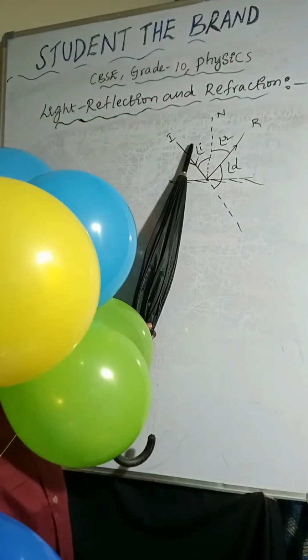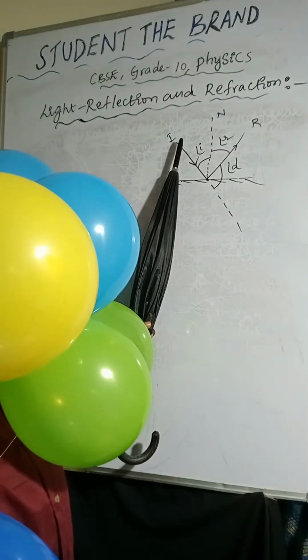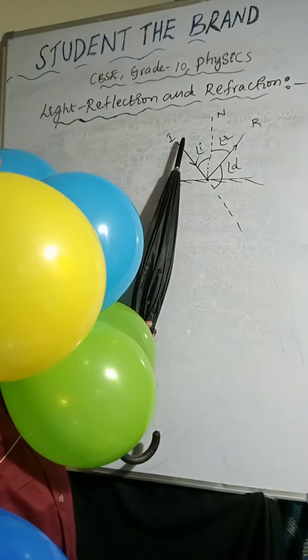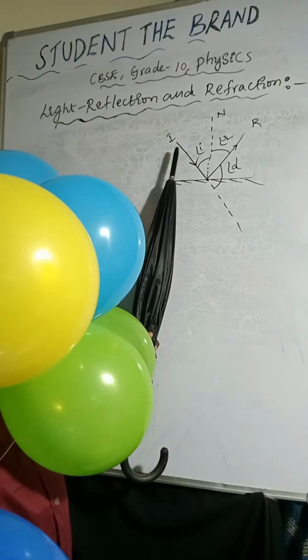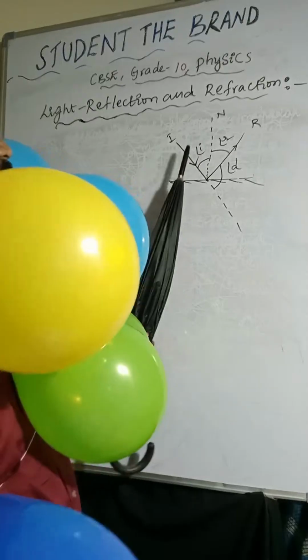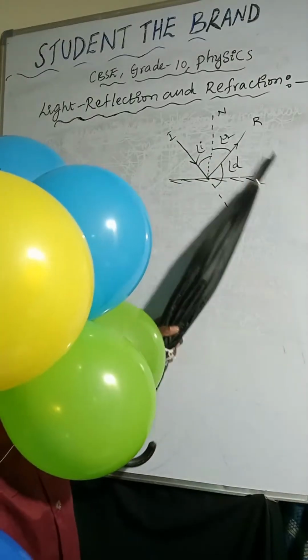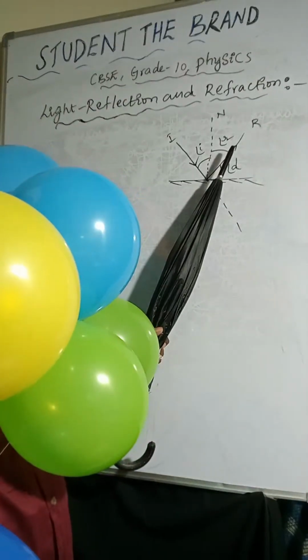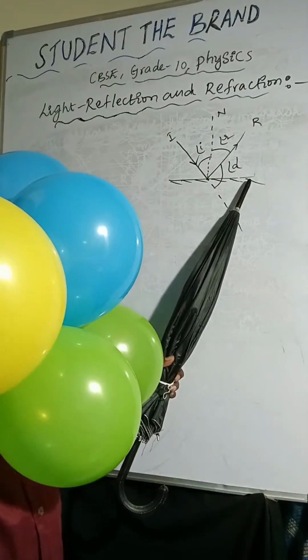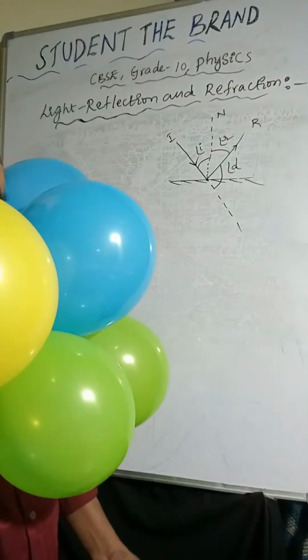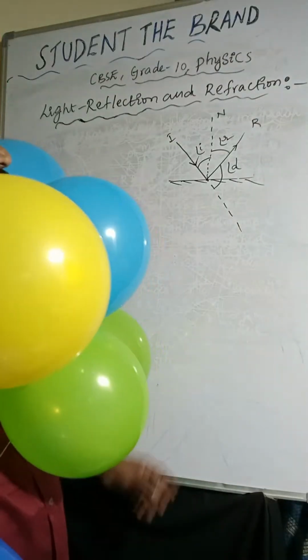The angle between the incident ray and the normal line is called the angle of incidence. The angle between the reflected ray and the normal line is called the angle of reflection. And the angle between the reflected ray and the undeviated line is called the angle of deviation. I hope it is very clear, right?